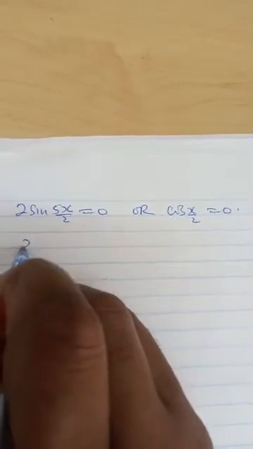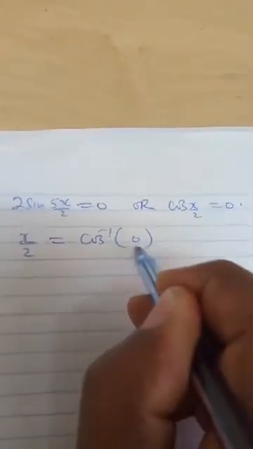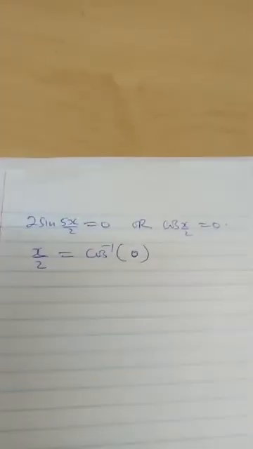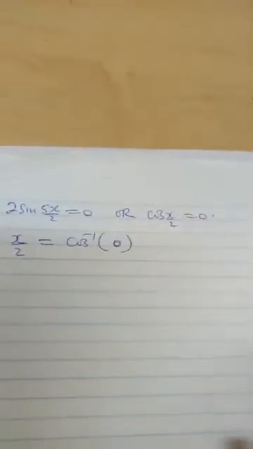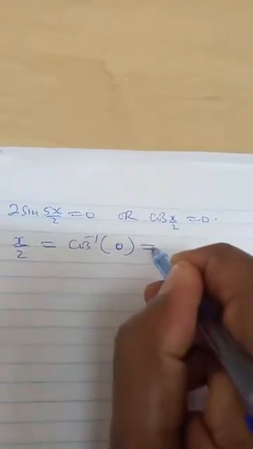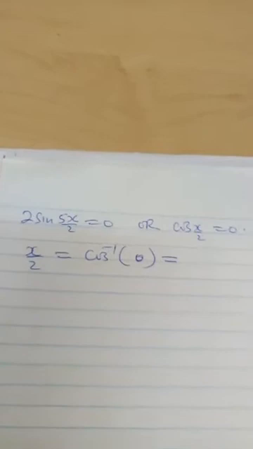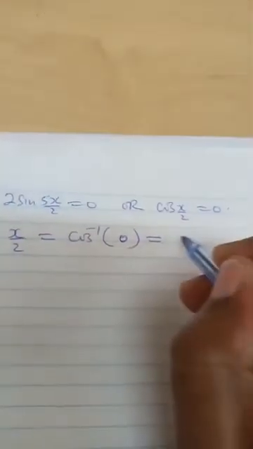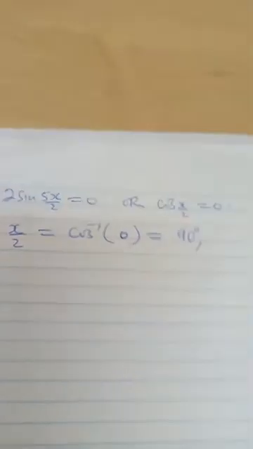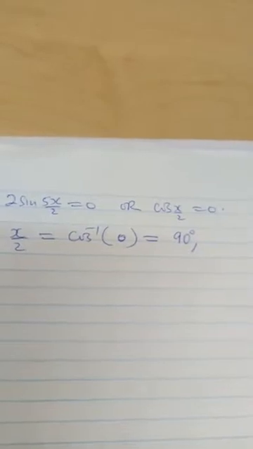Starting with this, we can say that x over 2 is the arc cos of 0. We pull out our calculators and we look for those very angles whose cosine give us 0. The first angle whose inverse cosine of course is 0 is 90, and the next angle is 270.